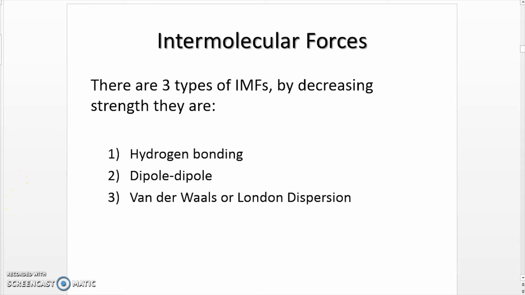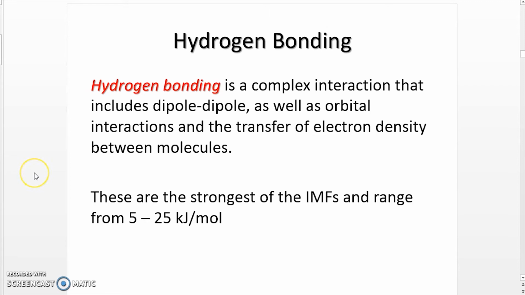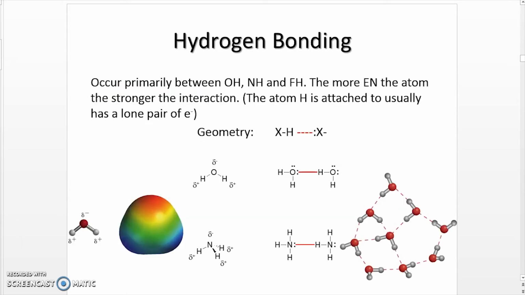So let's look at hydrogen bonding first. This is a complex interaction, and it includes dipole-dipole as well as orbital interactions. These are the strongest of the intermolecular forces and range from 5 to 25 kilojoules per mole. Hydrogen bonding occurs with an electronegative atom, typically OH, NH, or FH, a halide. The more electronegative the atom, the stronger the interaction.